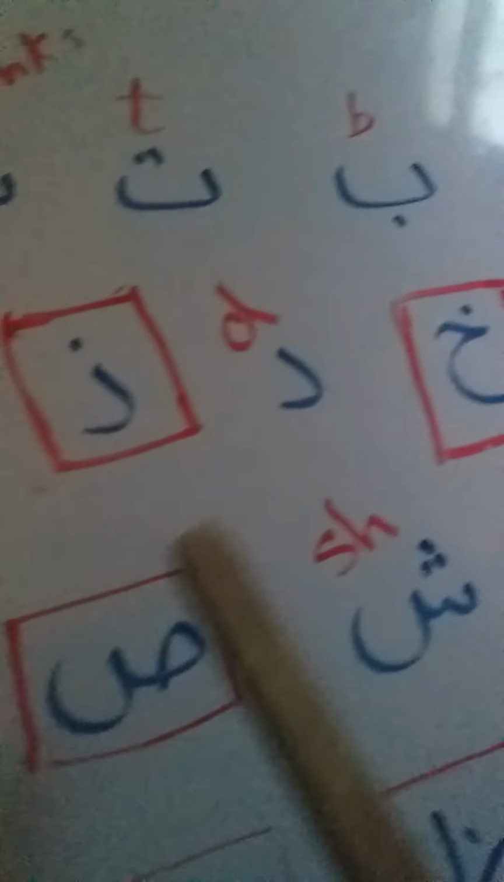The letter Dad. Dad is similar to Dal, but Dal is a light letter and Dad is a heavy letter. We see the letter Dad in the word الضالين in Surat Al-Fatiha. ضا and not دا. This is da and this is ضا.